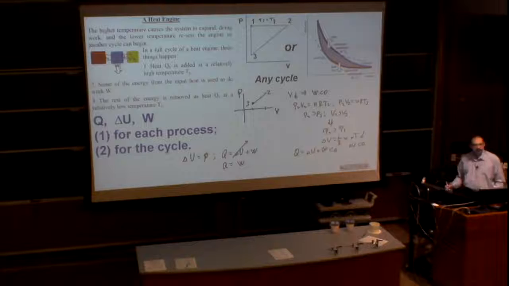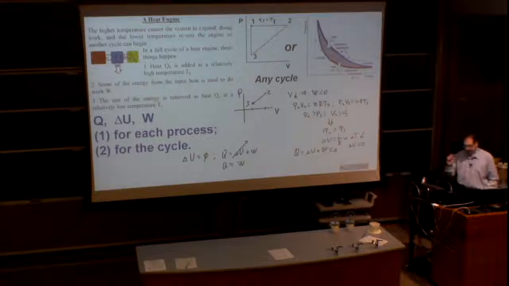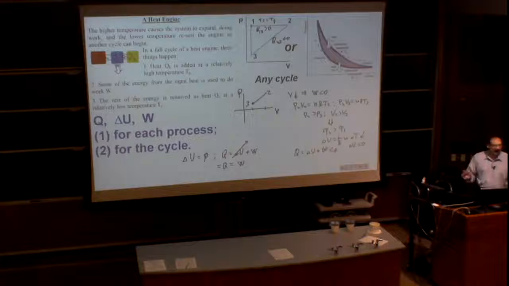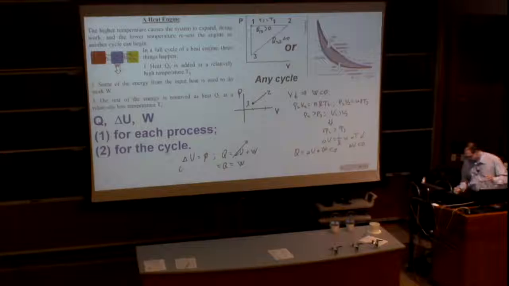But we just said that for some processes, this heat for a specific process might be negative. And for another specific process, for example, Q23 is negative, Q12 will definitely be positive. So this total amount of heat can be broken down into two individual parts: absorbed, released.